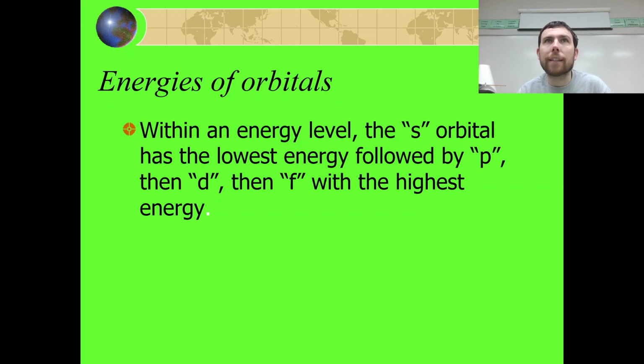So when you talk about, for example, the 4th energy level, the 4s orbital is the lowest in energy, then the 4p orbital, and then should your element have a 4d subshell, that would be the next highest in the 4th energy level. And if it's far enough down and it goes to 4f, the 4f orbital would be the highest energy orbital within the 4th energy level. Hopefully that makes sense.